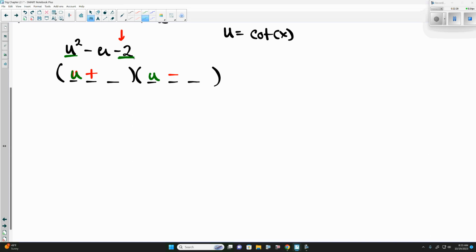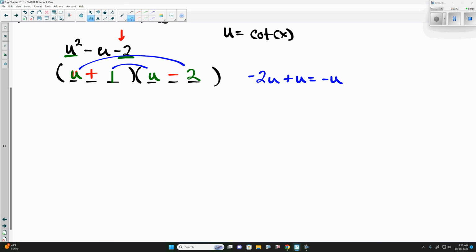Which one would be positive? Which one's negative? Right. Now, the middle term in this case is negative. So most likely we want the bigger term to be negative, or the bigger product to be negative, based off of the numbers in front of u. And lastly, what we can do is check to make sure this does work. U times negative 2 is negative 2u. 1 times u is plus u, which does indeed give us negative u. So this is the correct factoring setup.